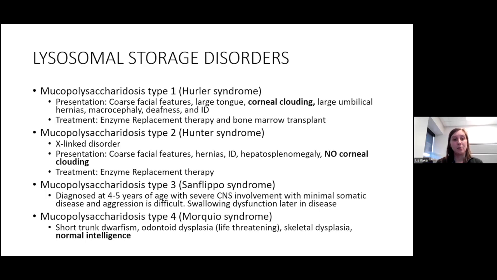Sanfilippo, or type 3, is diagnosed later, at 4 to 5 years of life, with severe CNS involvement with not much somatic disease. Aggression is usually a very difficult thing to control, and they usually have problems with swallowing later in the disease. And then there's Morquio syndrome, or type 4, which has a skeletal dysplasia and odontoid dysplasia, which can be life-threatening, but they also have normal intelligence.